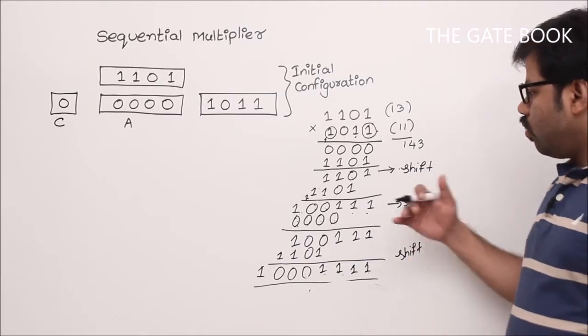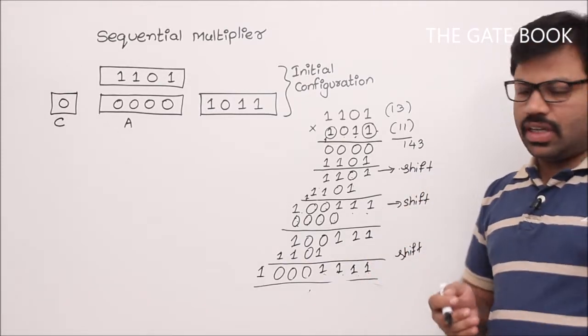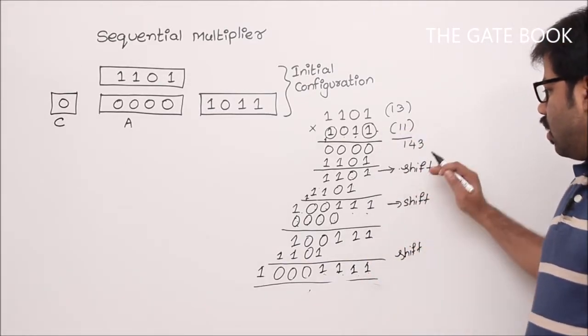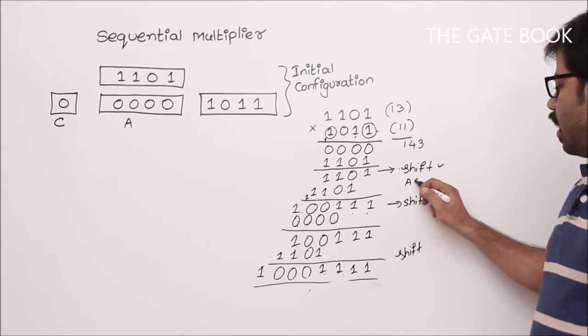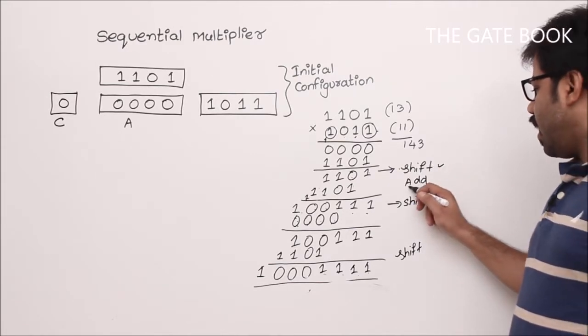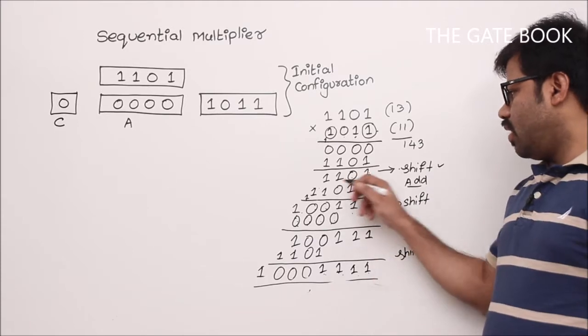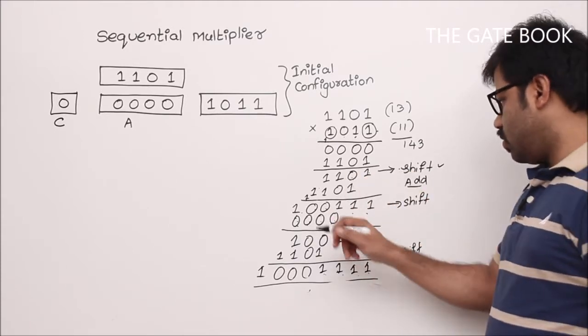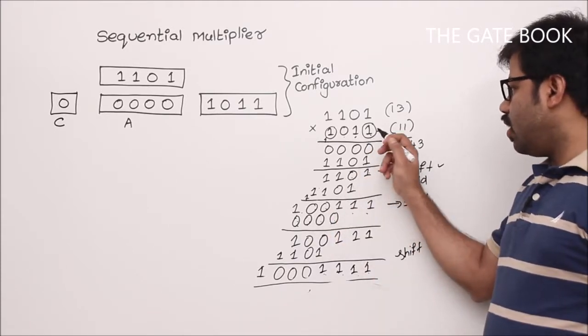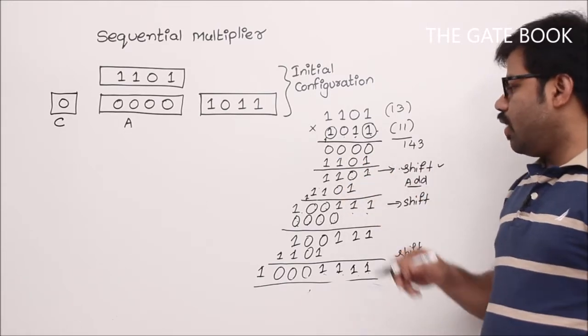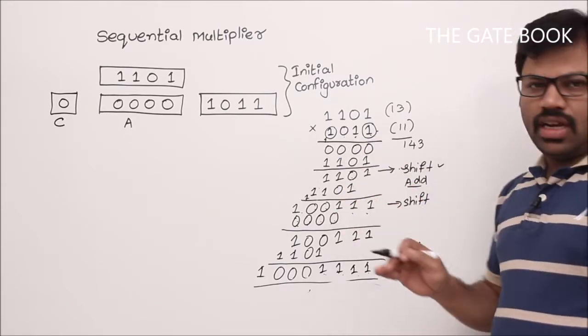Don't worry. I will tell you how to get the feel of shift. But you remember that there are shift and addition operations. The entire process is nothing but shifting and adding. So what are you adding? Either 1101, otherwise all zeros. So if the current bit is 1, then we add 1101. If the current bit is 0, then we add all zeros, right?